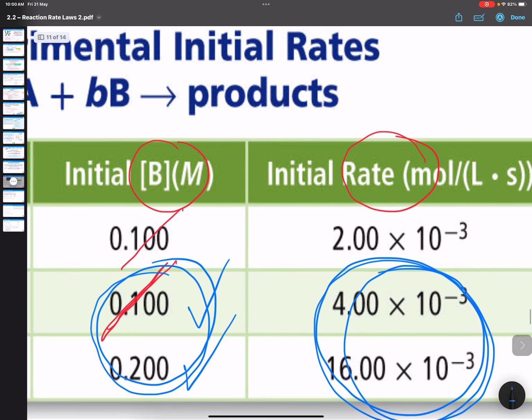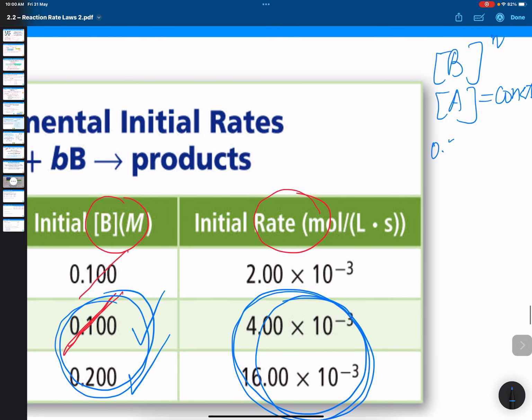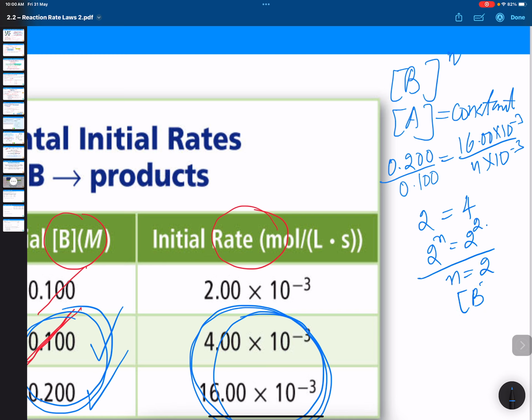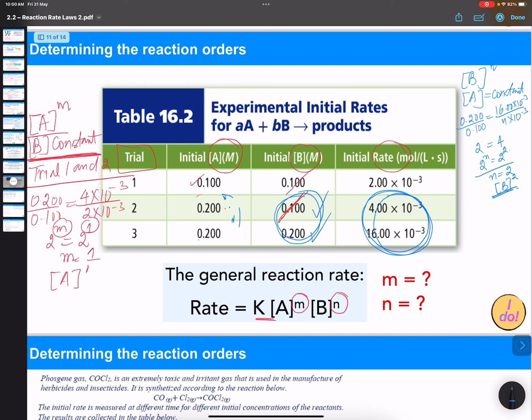So here are the values. It's 0.2 over 0.10, 16 into 10 raised to minus 3 over 4 into 10 raised to minus 3. Solve it, you'll get 4. So the value of n is 2. So the order with respect to B is 2. Clear? So substitute the values to get the rate law. Rate is equal to k, concentration of A with order 1, B with order 2. This is my rate law.